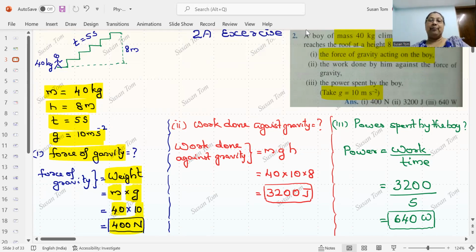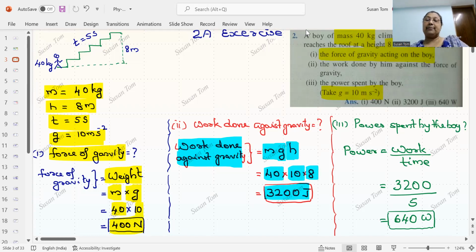That is potential energy. So work done against gravity is equal to mass into acceleration due to gravity. It is the weight or the force. And h is the displacement. mgh, 40 into 10 into 8. We are getting 3200 joules.